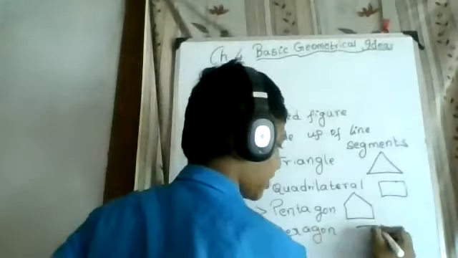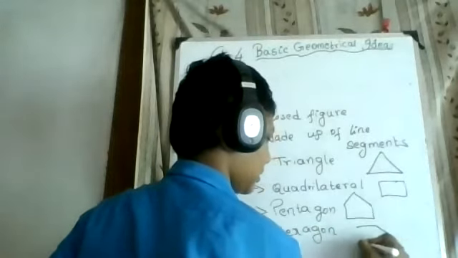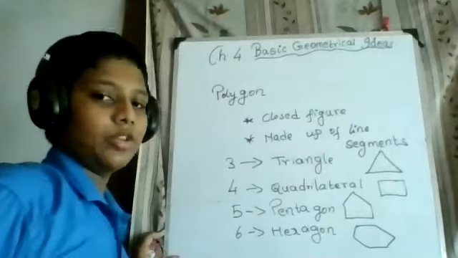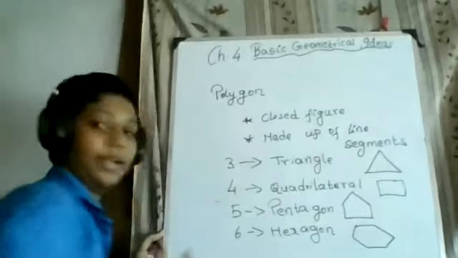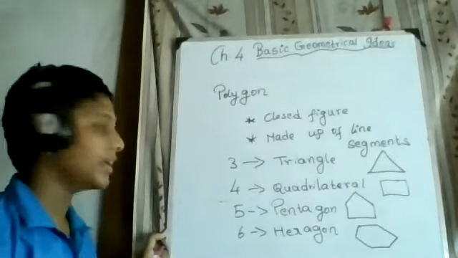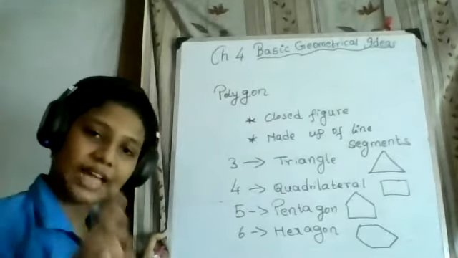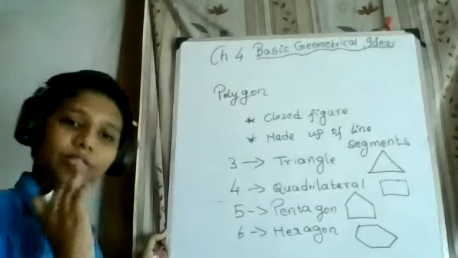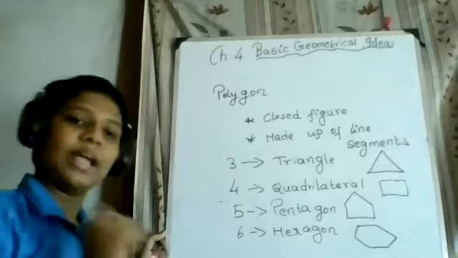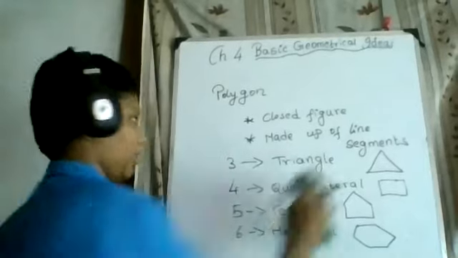Okay, this is enough for now. Let us recap polygon. A polygon is a closed figure which is made up of line segments. A polygon made up of 3 line segments is called a triangle, 4 line segments a quadrilateral, 5 line segments a pentagon, and 6 line segments a hexagon.